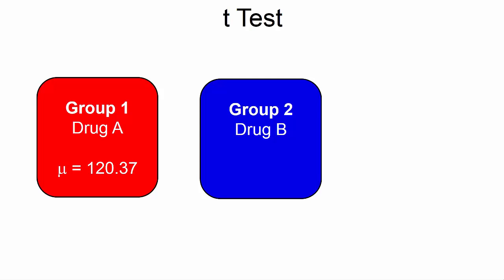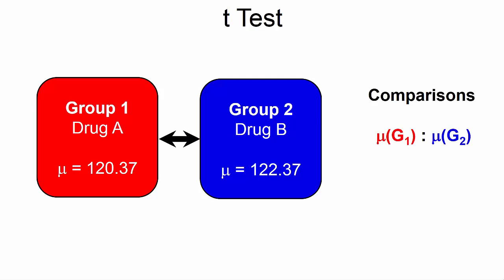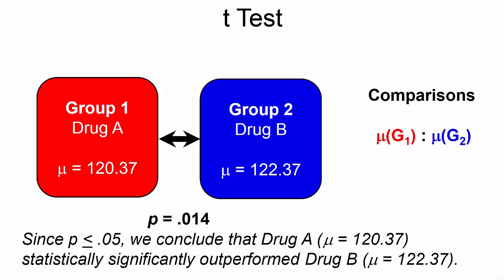Group 1 had a mean of 120.37, and Group 2 had a mean of 122.37. The t-test will compare the groups to each other and compute the p-value. If the p-value is less than or equal to 0.05, we would conclude that one drug statistically significantly outperformed the other.